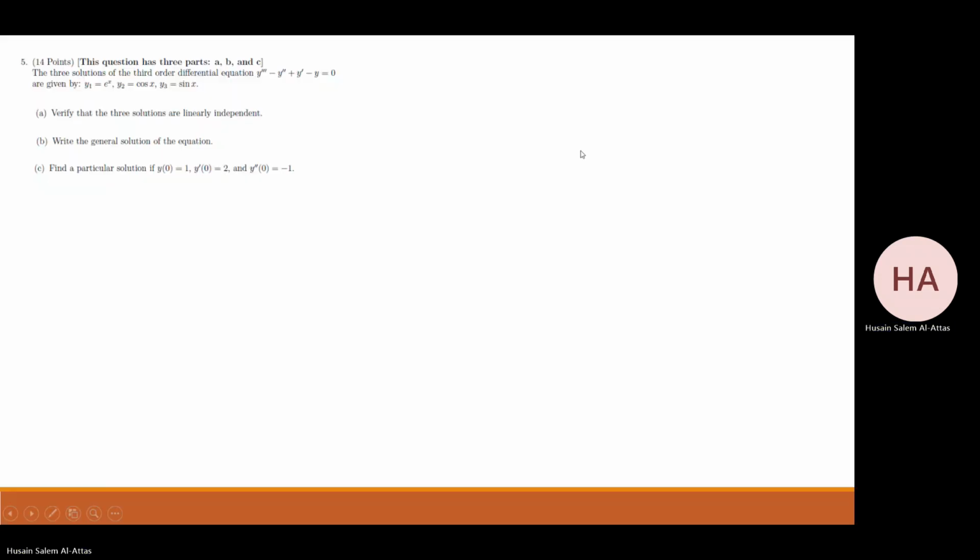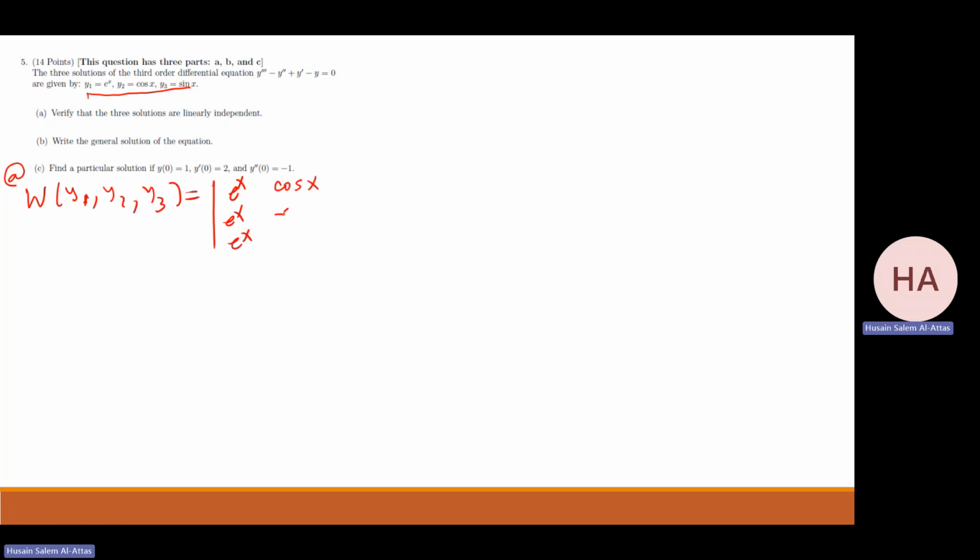Okay. This question has 3 parts, A, B, C. The 3 solutions are given by this. We have the 3 solutions. Verify they are, now he gives to us they are solutions. Now he wants us to verify they are linearly independent. So we'll do the Wronskian of y1, y2, y3, this is part A. I have cosine x, minus sine x, minus cosine x. I have sine x, cosine x, minus sine x.